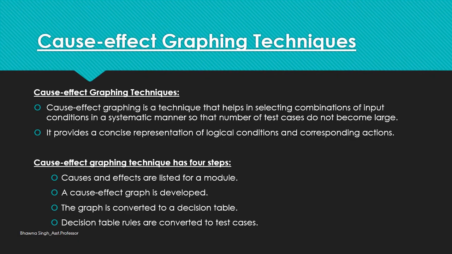Then the next type of functional testing is the cause effect graphing technique. This technique helps in selecting combinations of input conditions in a systematic manner so that the number of test cases does not become large, and it provides a concise representation of logical conditions and corresponding actions. That means the cause and effect graph of black box testing, or functional testing, underlines all the relationships between a given result and all the factors that are affecting that particular result.